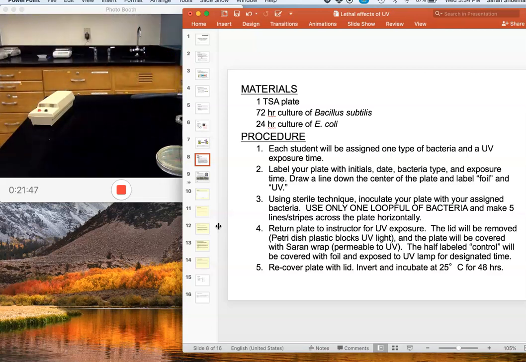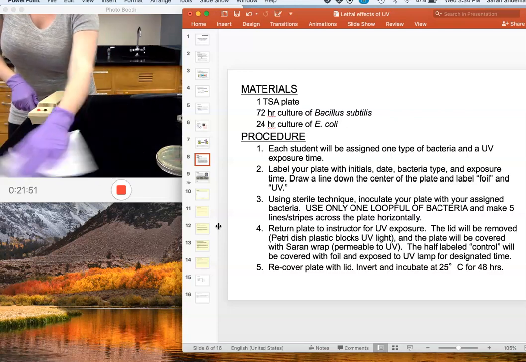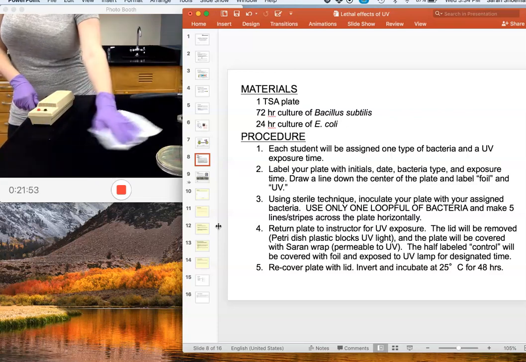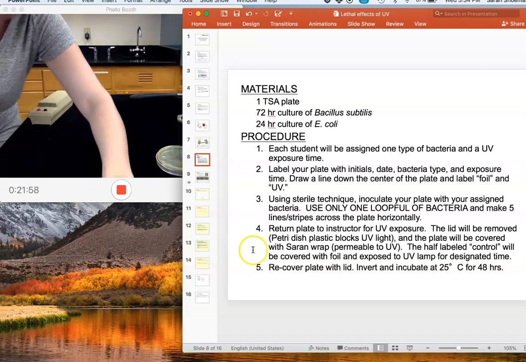I'm going to wipe down my tabletop, and I'm going to take off my gloves and put them in the biohazard trash. But you can keep yours and reuse them.